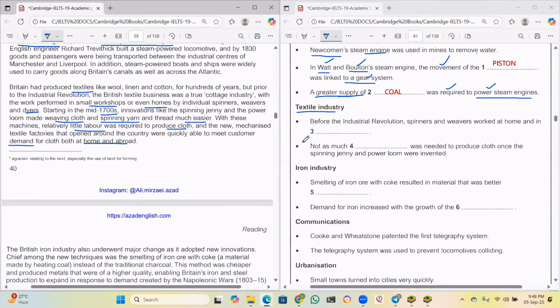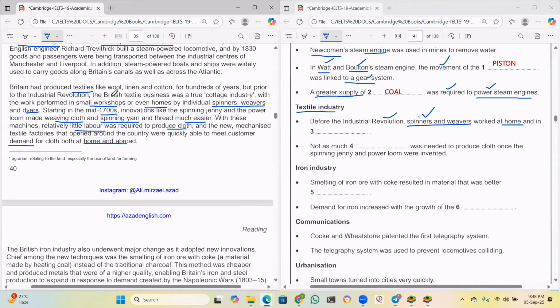Okay. Now, what is the question? Before the Industrial Revolution, spinners and weavers worked at home and in dash. So, what is the keyword, guys? Spinners and weavers. So, where did we read about that? Here, right? Spinners and weavers. Now, we'll read this sentence and try to understand.